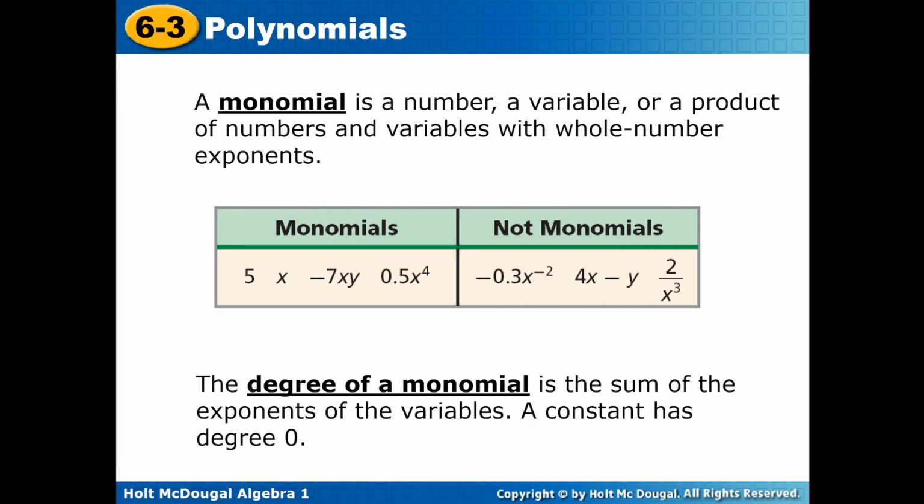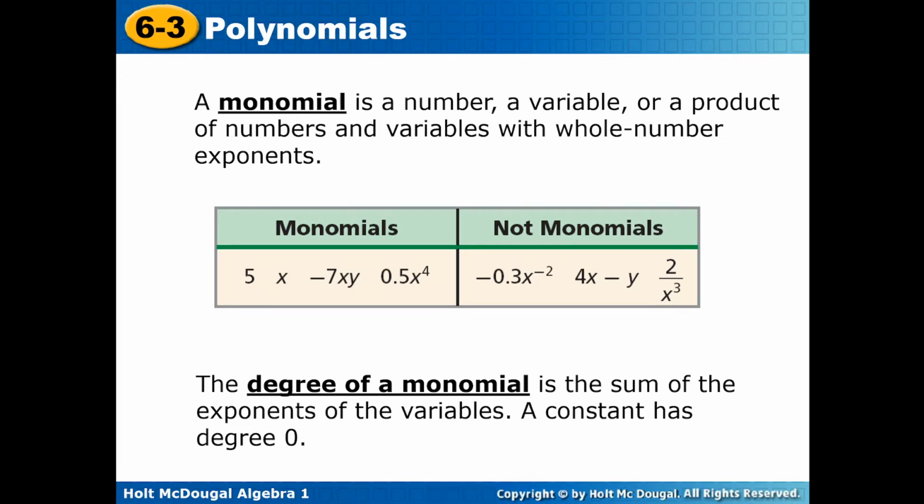On our not monomial side, we have negative 0.3x to the negative 2, 4x minus y, and 2 over x cubed. You notice on the monomial side, there's nothing extra besides a direct connection between the variables and the numbers. Let's look at the not monomial side really quick to kind of grasp a better vision of this. First, look at 4x minus y. You notice there's a separation there using a minus sign. The y and the x are not directly connected. This is what makes it not a monomial.